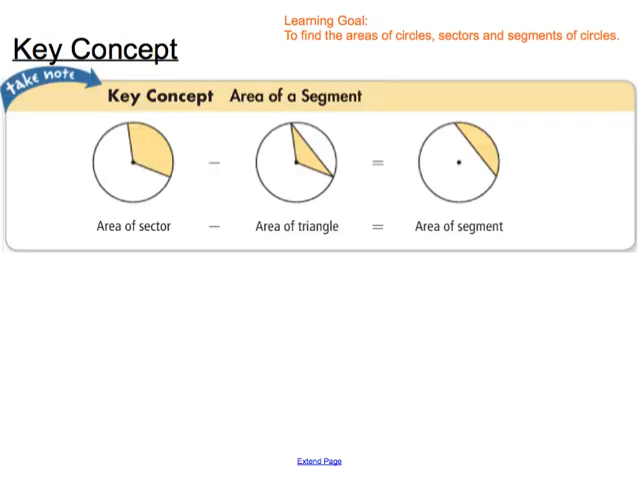If we're trying to find the area of a segment, we can think of it as the area of the sector minus the area of the internal triangle. And that's how we find the area of the segment. So here you can see I've labeled A, O, and B on each of the diagrams, and I've put the corresponding radius R.